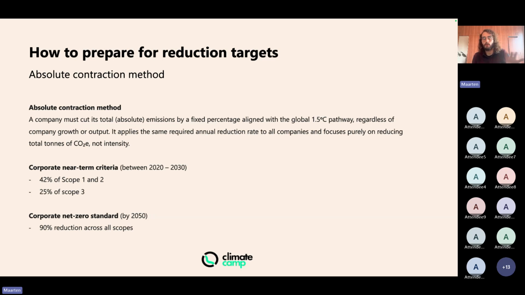Maybe a small remark before we go further. Here I'm going to focus on the corporate standards. SMEs I will come back to later, and financial institutions are a whole other game, so I'm not going to talk about them, but this is all related to corporate standards or corporate target setting. So the absolute contraction method is: we have a certain carbon budget. This needs to go down. We are equally responsible in reducing this. So this is the reduction you need to effectuate.